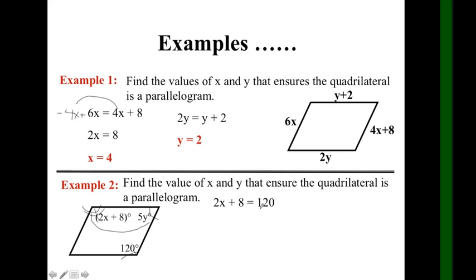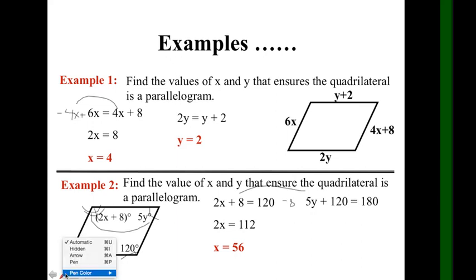So, ibig sabihin, 120 din ito. Itong portion na ito. So, let's prove. Ililipat natin yon, magiging negative 8. Tama? So, magiging 112. And divide both sides by 2, the answer is 56. So, 2 times 56 is 112 plus 8, 120. Correct.